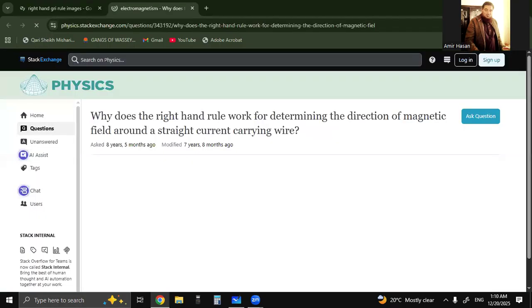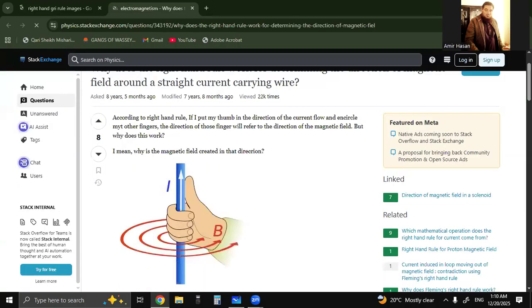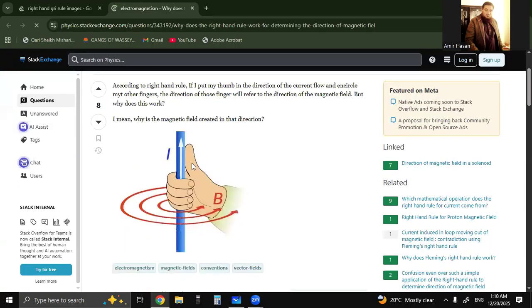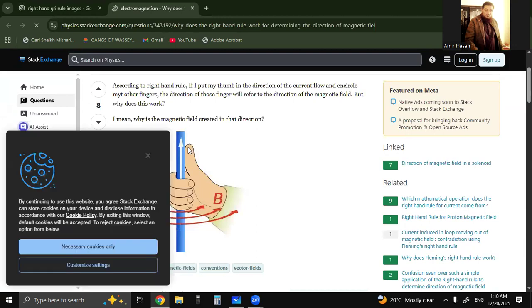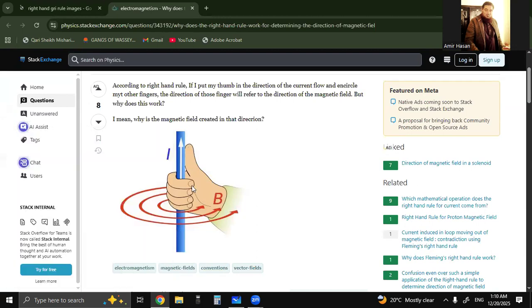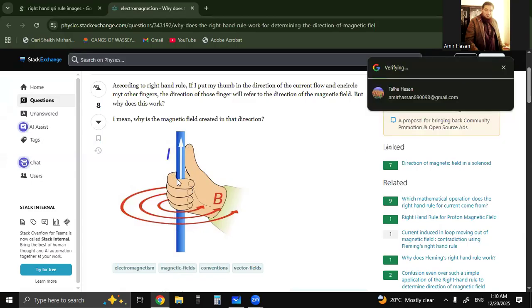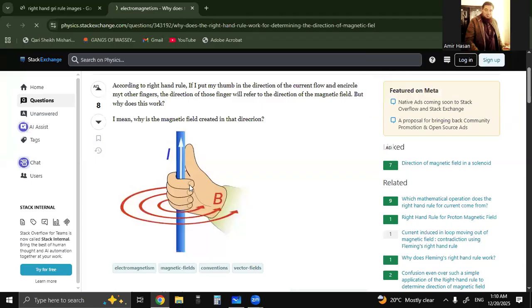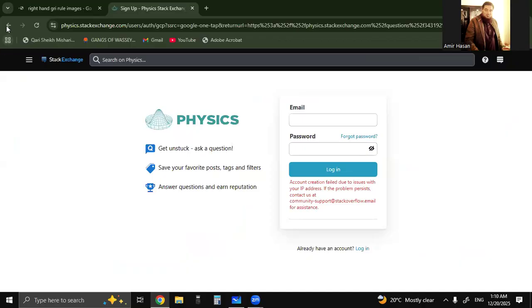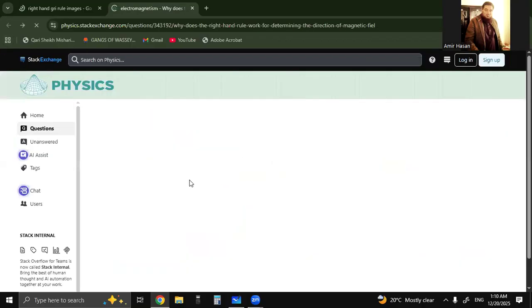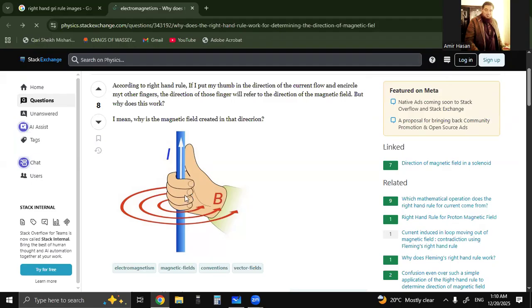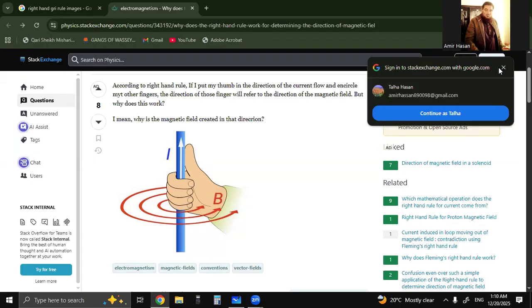When you grip the coil like that, your thumb is in the upward direction and your fingers are gripping the coil. Now your finger direction shows the magnetic field direction. When you're gripping like that, the thumb shows the upward direction and the fingers show the magnetic field. This magnetic field is in the anti-clockwise direction.